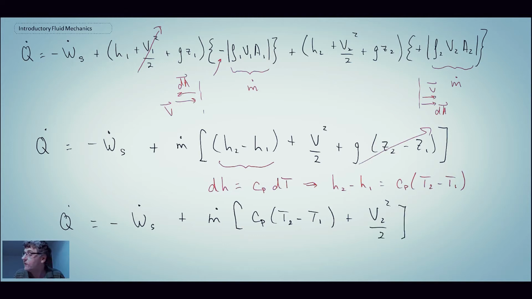Okay, so looking at our problem, what do we need to get? We have to get a few things here. We have to figure out what the velocity is at 2. And the temperature difference was given to us. Once we get the velocity at 2, we can get the mass flow rate. We know the work coming in. We were told that that was 600 horsepower, and then we can get the heat transfer.